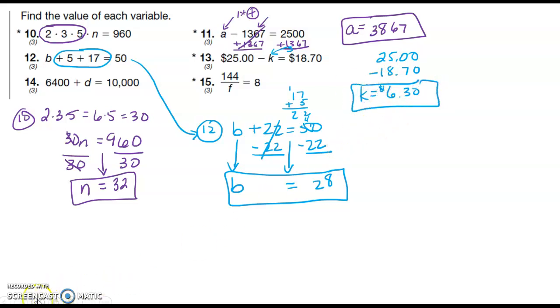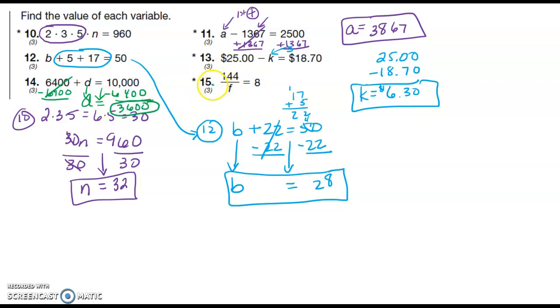Okay, let's try a different color again. All right, 14, 6,400 plus d is equal to 10,000. It's an addition problem. I'm always going to do the opposite. So I'm going to subtract. This is going to go away. My d comes down, my equals comes down, and I get 3,600.